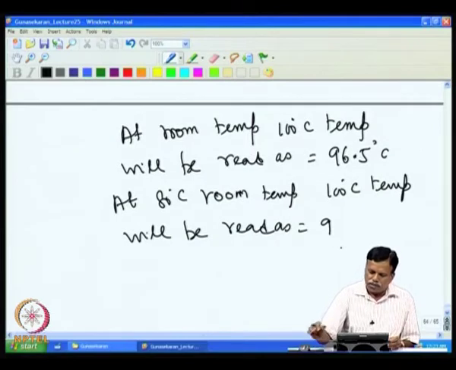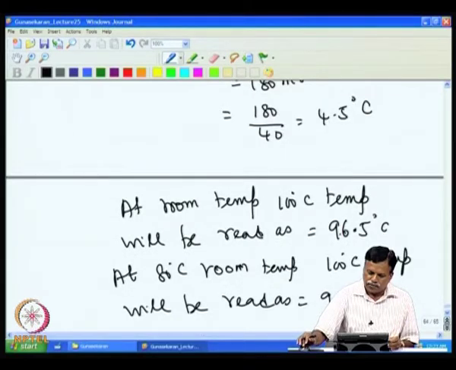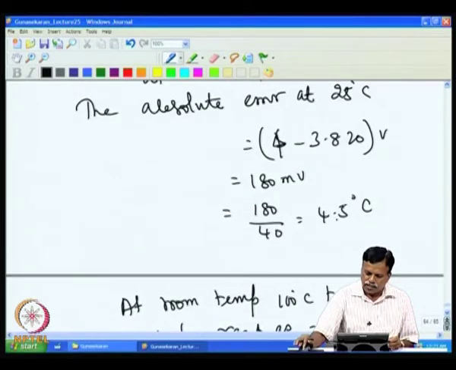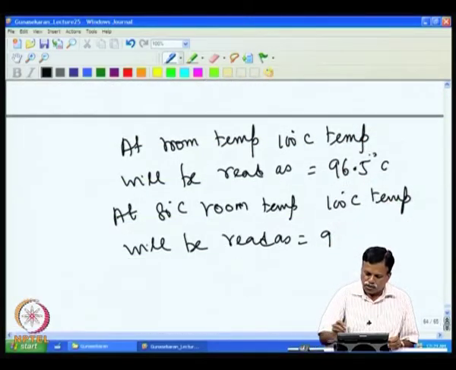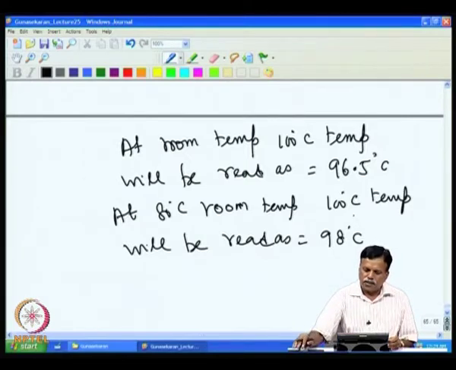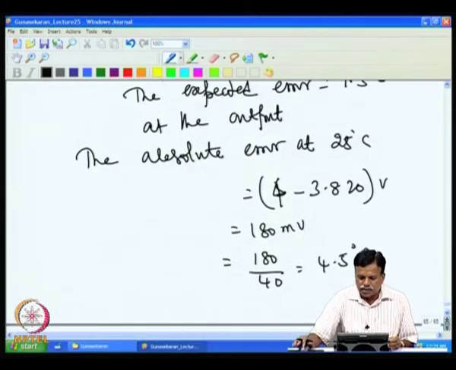So, that will be 98 degrees. Actually, this will be a 4.5 degree error: 400 minus 4.5, add 1.5, that will come as 98. So, if I add this one, it will show as 98 degrees C. So, first of all the temperature is wrong, and the reading also changes with the ambient temperature.